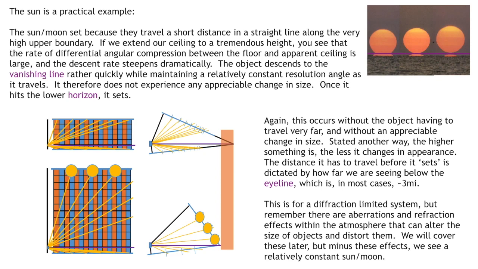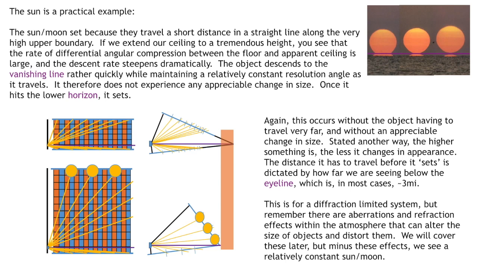So as you probably have guessed, the sun is a practical example of this. The sun and moon set because they travel a short distance in a straight line along the very high upper boundary. If we extend our ceiling to a tremendous height, you see that the rate of differential angular compression between the floor and the apparent ceiling is large, and the descent rate steepens dramatically.